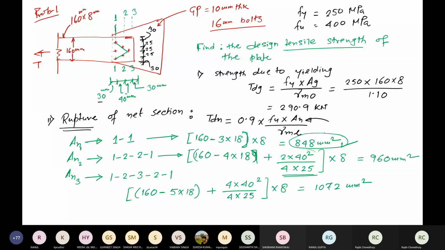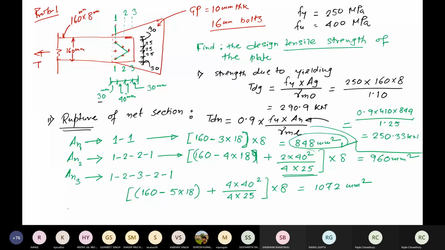So if you are considering that, then 0.9 times 410 times 4848 divided by 1.25. So this would generally become 250.33 kilonewton. So what would be the design strength?